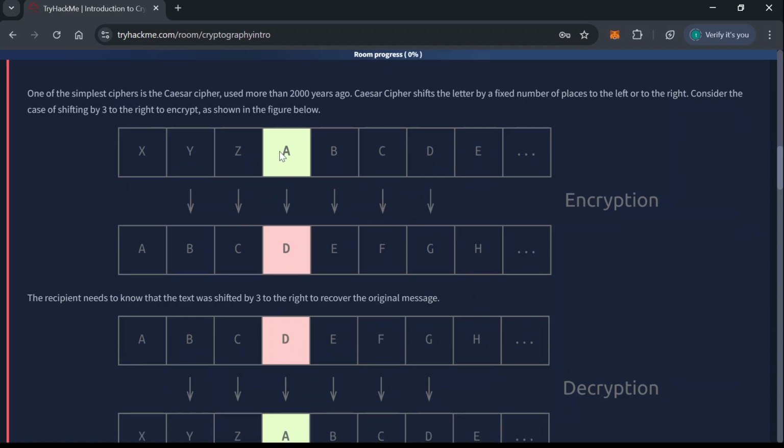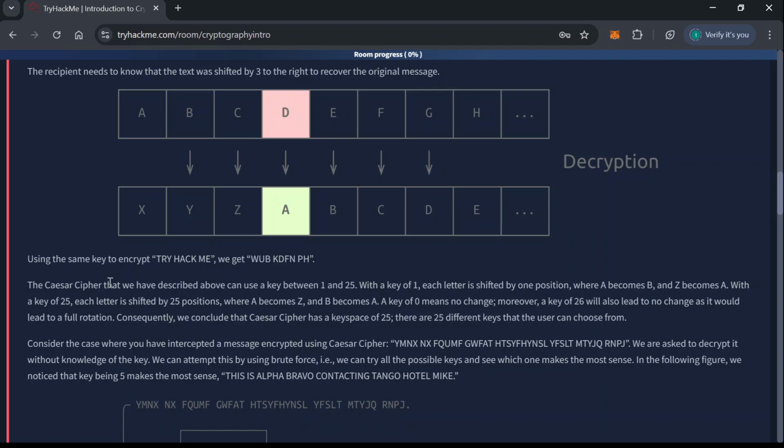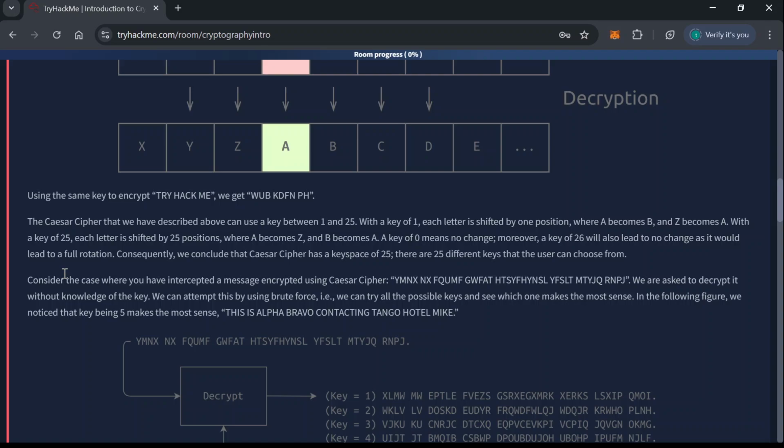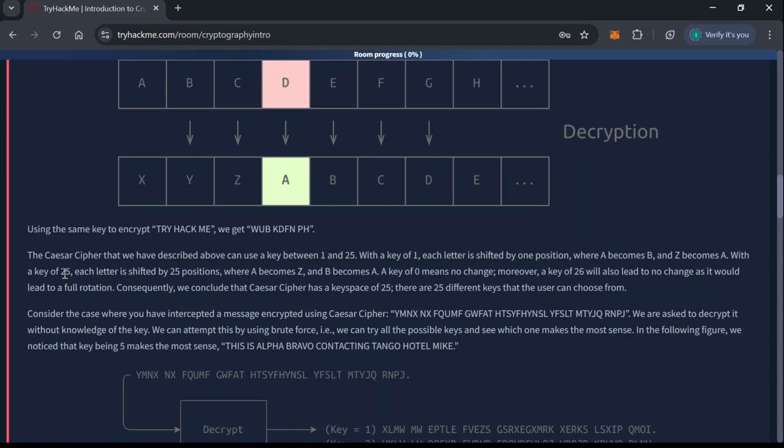That's why if you shift A to the right by 3, you have D. If you are reversing it by decryption, you shift D to the left by 3, you have A. So using the same key to encrypt TryHackMe, we get WUB, KDFN, and PH. The Caesar cipher that we have described above can use a key between 1 and 25. With a key of 1, each letter is shifted by 1 position, where A becomes B and Z becomes A. With a key of 25, each letter is shifted by 25 positions, where A becomes Z and B becomes A.